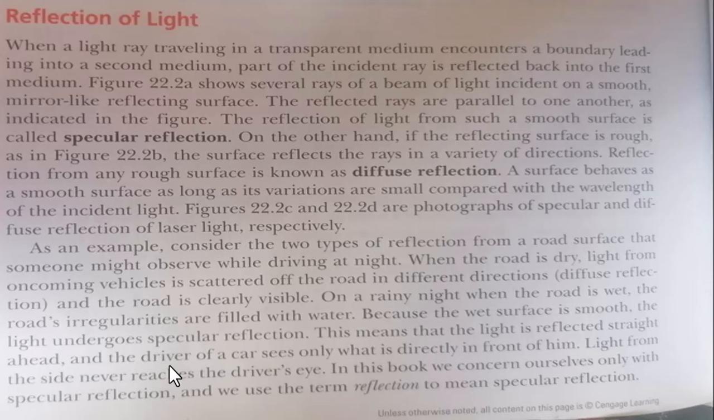On a rainy night when the road is wet, the road's irregularities are filled with water, and because the wet surface is smooth, the light undergoes a specular reflection. This means that the light is reflected straight ahead and the driver of the car sees only what is directly in front of him. Light from the side never reaches the driver's eye. Very important. This was done via experiments, that the light from the side never reaches the driver's eye.